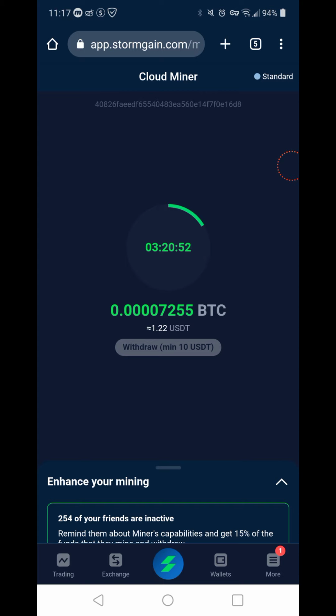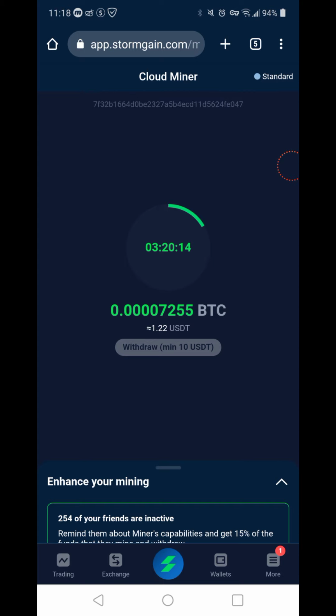So essentially what happens is you click on mine and you see it has 3 hours and 20 minutes. It's cloud mining. It's not using any power from your phone or your computer, whatever the case may be. What it does is it builds it up into Bitcoin. But it's interesting that you actually withdraw the money once you hit $10. Once you hit $10, it says 10 USDT.